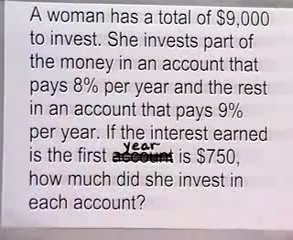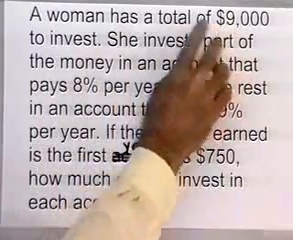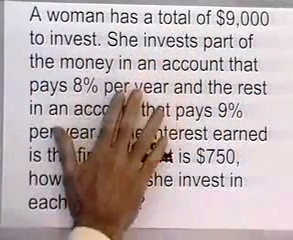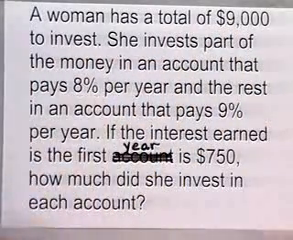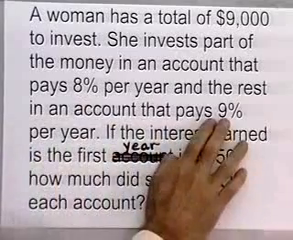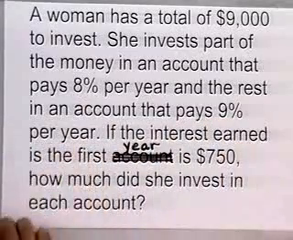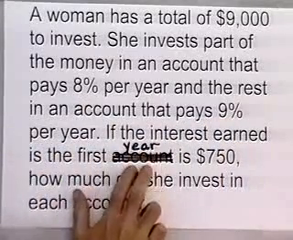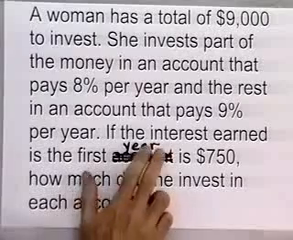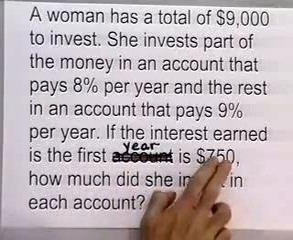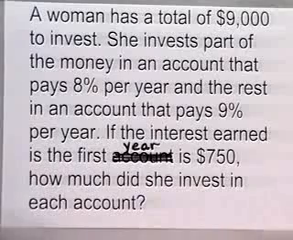A woman has a total of $9,000 to invest. She invests part of the money in an account that pays 8% per year, and the rest in an account that pays 9% per year. If the interest earned in the first year, see, I made a little typo right here, so I had to cross it out. The interest in the first year is $750. How much did she invest in each account?